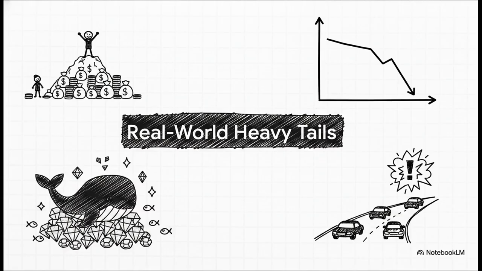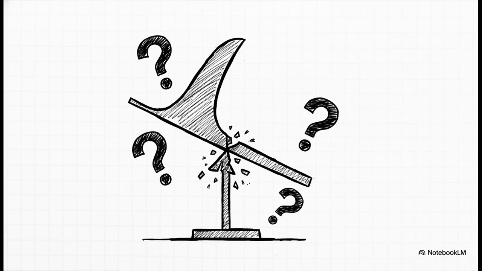Even in mobile games, a tiny number of whales who spend thousands of dollars make up most of the money. Or think about a self-driving car. It can drive perfectly 1 million times, but that one super rare unexpected event can be catastrophic.